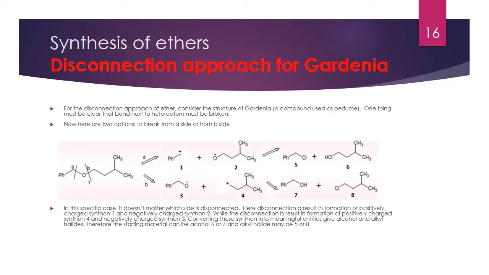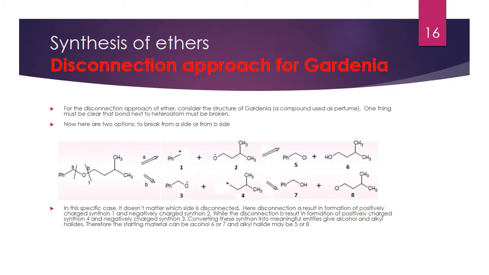Okay. In case of synthesis of this ether, we have made use of an example. It's called gardenia. Gardenia is an ether, and here we are to carry out the disconnection for this ether, right? There are two possible approaches. We have to make the carbon and oxygen disconnection. So there are two possibilities. Number one, we can break the bond between oxygen and A carbon, or we can break the bond between oxygen and B carbon. So consider that we carry out the A disconnection, right?